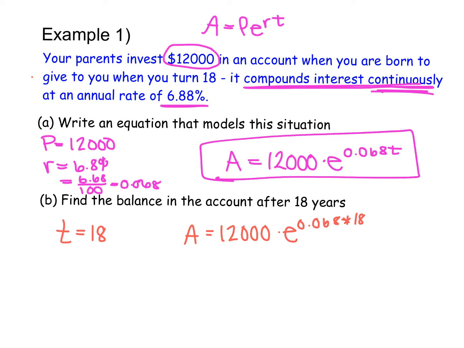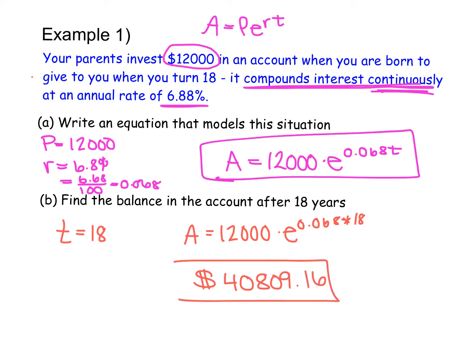So we type in 12,000 times, then we do our E button to the power of 0.068 times 18, and we close off that parenthesis. And as we do that, we see that after about 18 years, the amount of money we have in our account has grown significantly to be about $40,809.16. So just by letting that money sit there, it was able to grow to over 3 times its size. And as a result, we have a pretty good investment that we can continue investing at the age of 18.